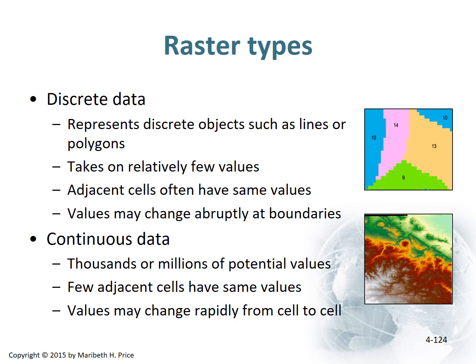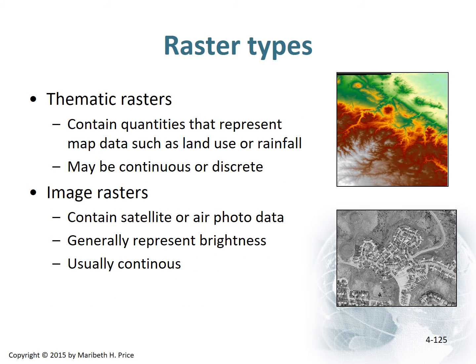Types of rasters. Two generic types here we're looking at are discrete and continuous. You can read exactly what they mean. As far as other types, there is also thematic and image. Thematic being some sort of theme, things like rainfall or land use, and image rasters being, of course, images like satellite photos or ortho photos shot from aircraft.